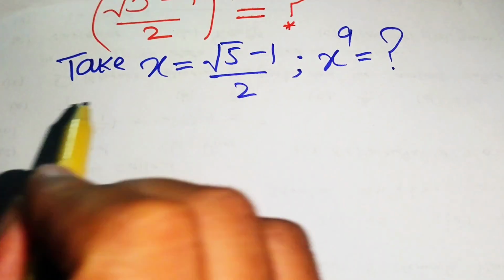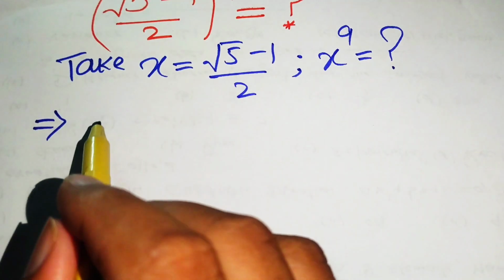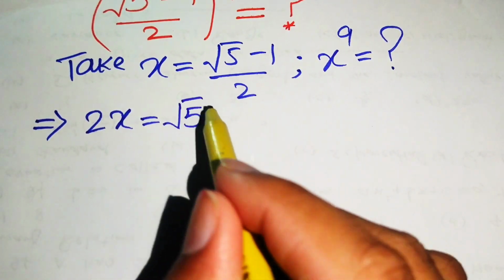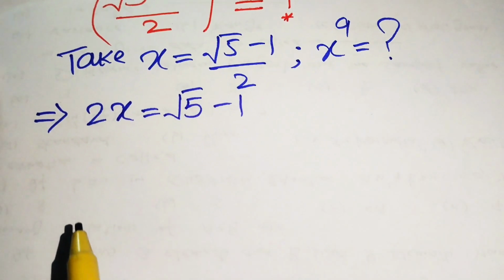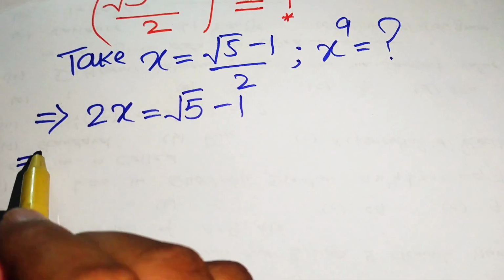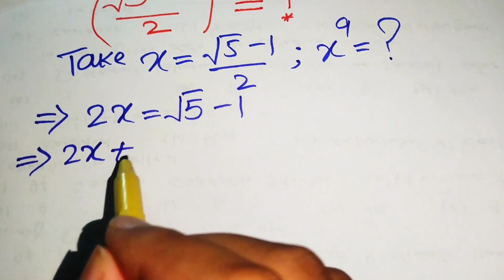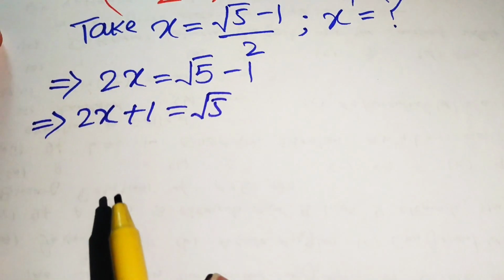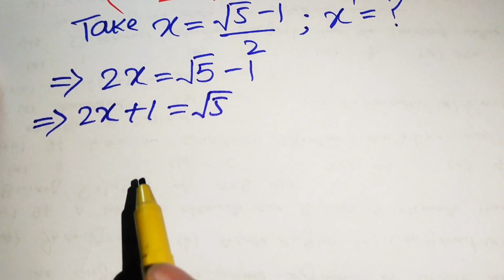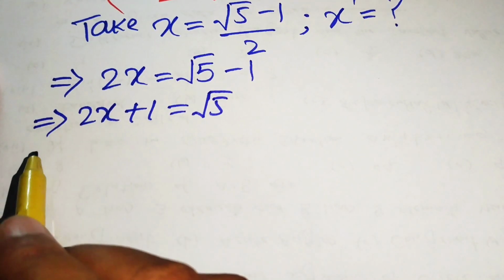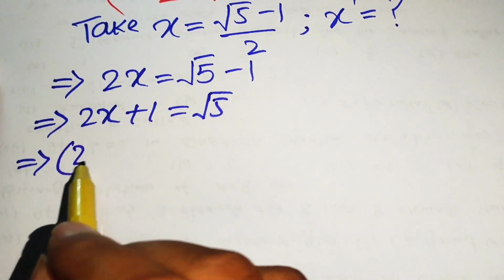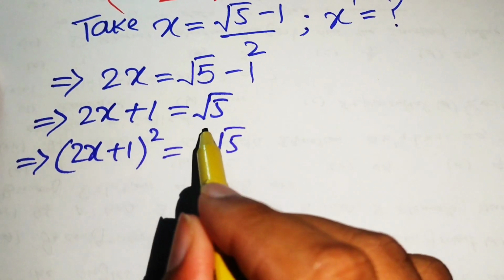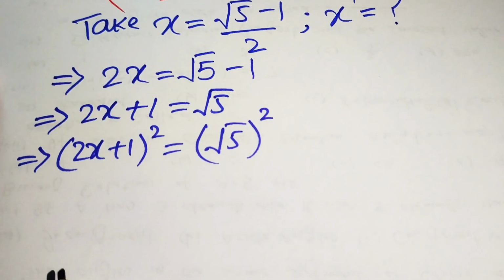First we move this 2 to the left-hand side of the equation, and it is written as 2x = √5 − 1. In the next step we move this minus 1 to the left-hand side, and it becomes 2x + 1 = √5. Now we take the square on both sides of this equation, so that (2x + 1)² = (√5)².